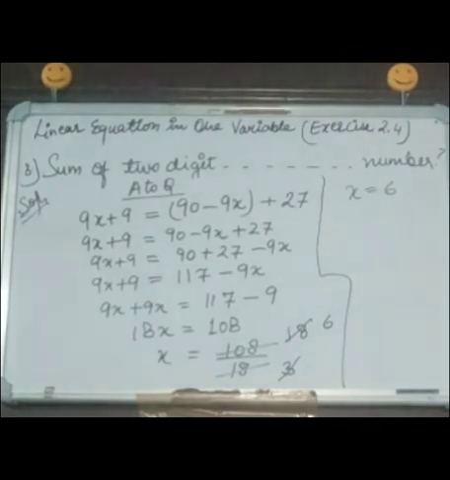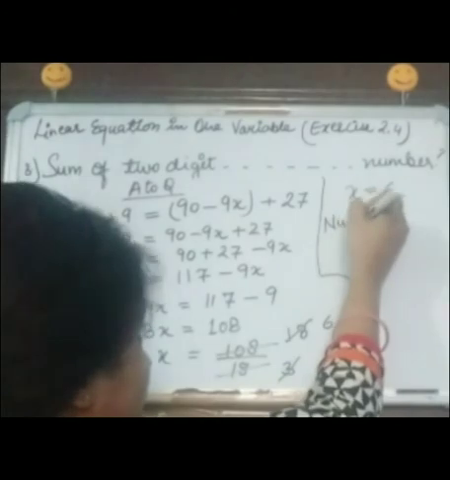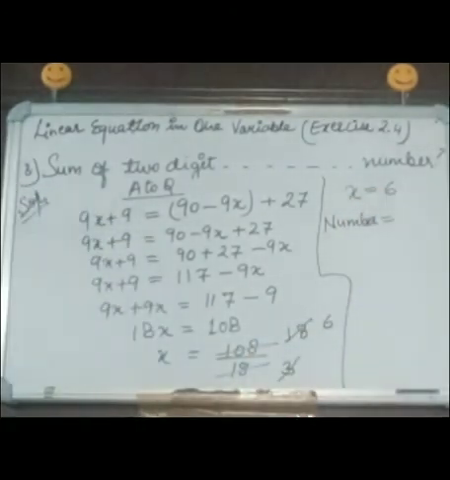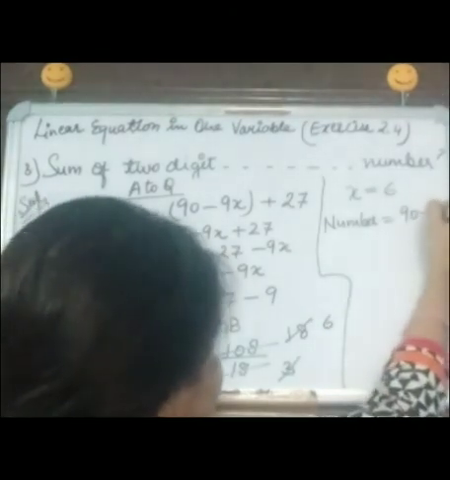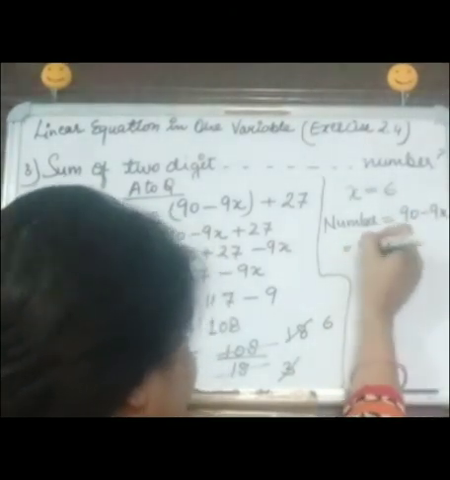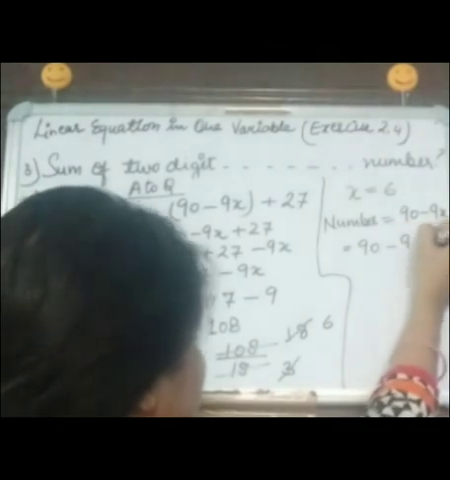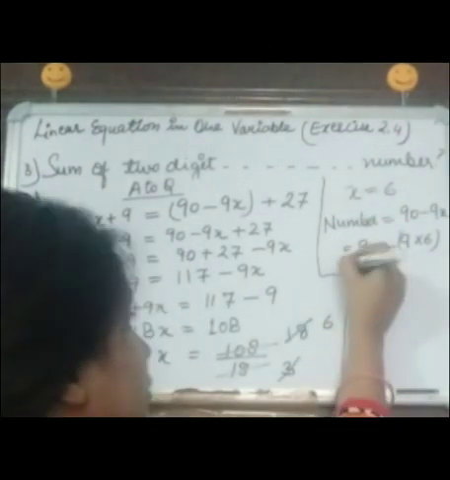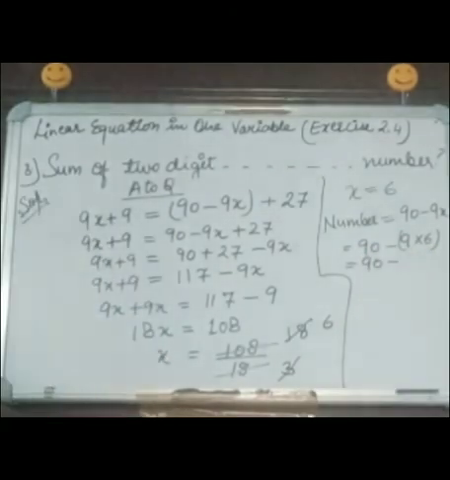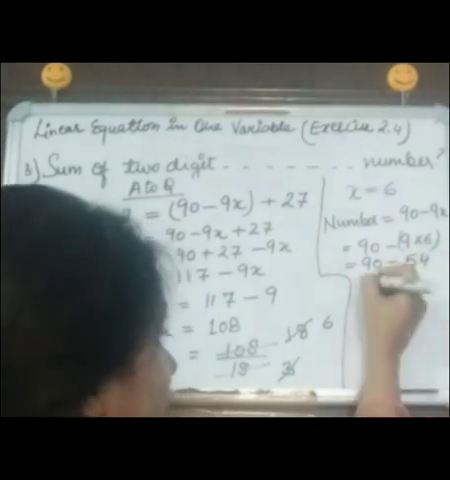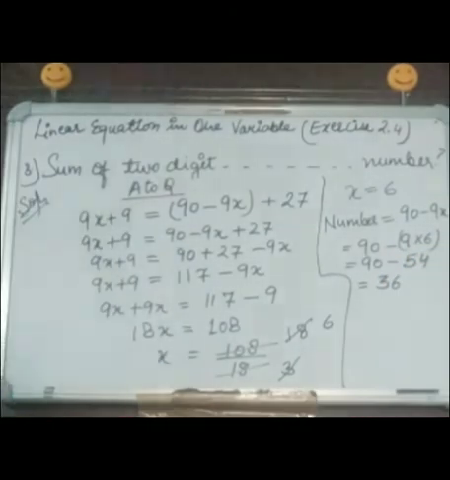Now we have to find the number. The original number we took is 90 minus 9x. So 90 minus 9 into 6. So it is 90 minus 54. This is 36. Understood? The number is 36.